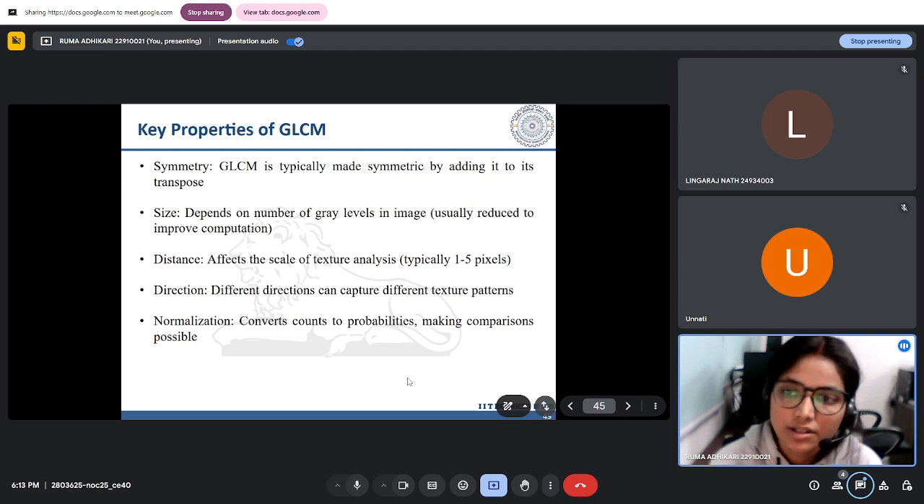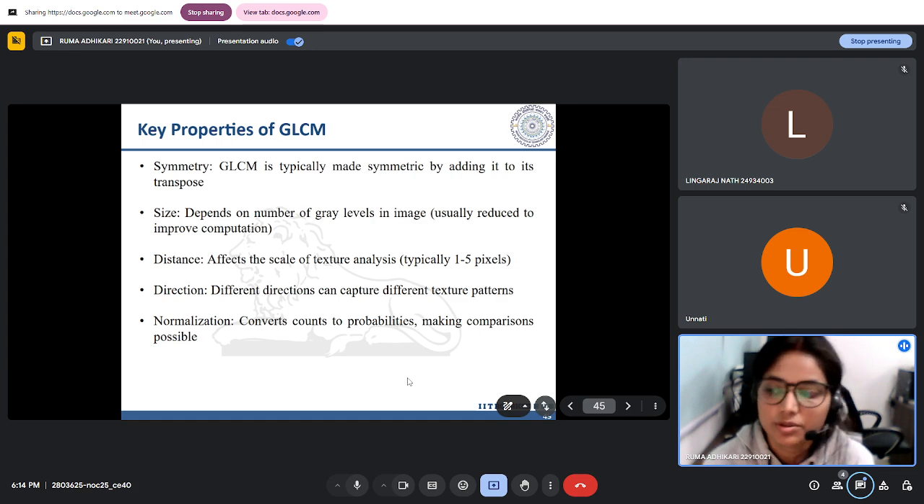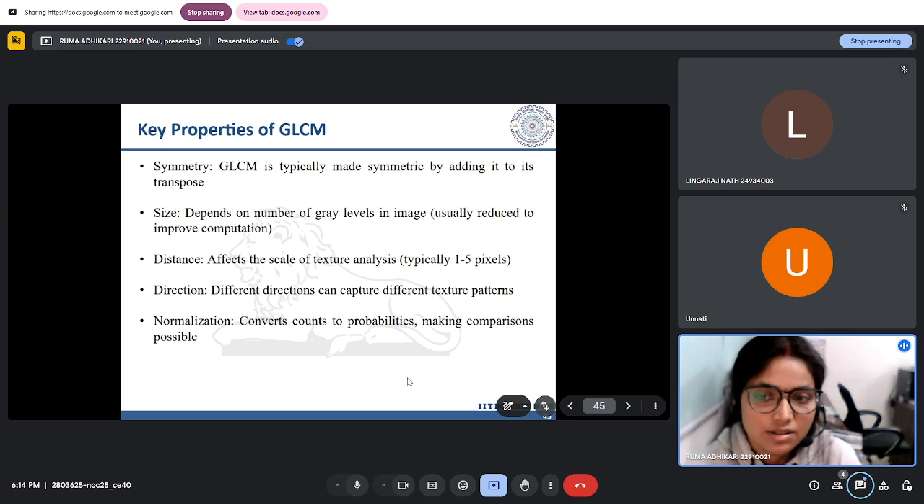Key properties of the GLCM: symmetry, the GLCM is typically made symmetric by adding it to its transpose. The matrix size depends on the number of gray levels in the image, usually reduced to improve computation. Distance affects the scale of texture analysis, typically 1 to 5 pixels. Direction: different directions can capture different texture patterns. Normalization converts counts to probabilities, making comparisons possible. So these are the key properties of the GLCM.